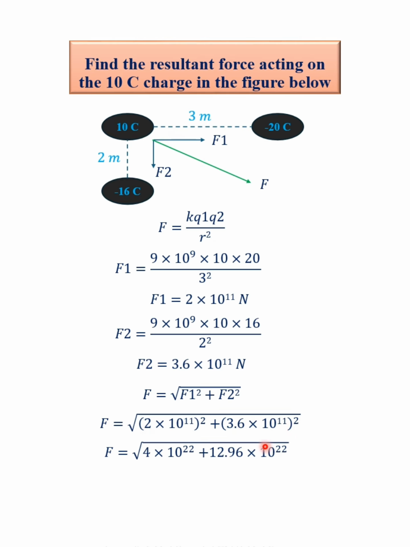You put this value in your calculator, you're going to have the square root of this plus this, and that becomes the square root of 16.96 times 10 raised to power 22, and the square root becomes 4.12 times 10 raised to power 11 Newton. So this is the magnitude of the resultant force acting on the 10 coulomb charge. But we don't really know the direction, so let's look at the direction in the next page.